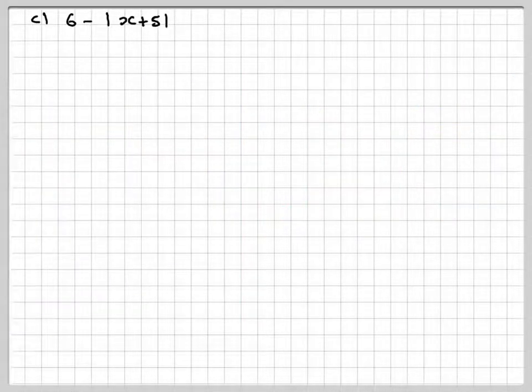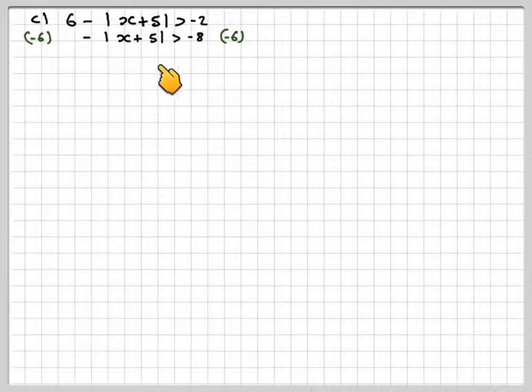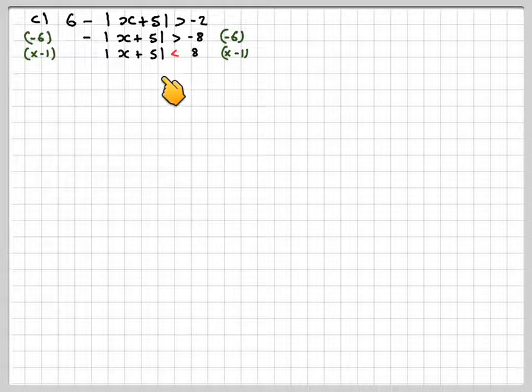Finally, you've got 6 minus the absolute value of x plus 5 is greater than -2. I'm going to rearrange that a little bit. If I take 6 from both sides, then I'm going to get minus the absolute value of x plus 5 is greater than -8, and then multiply through by -1. I'm going to get the absolute value of x plus 5 is less than 8, because you have to reverse the sign when you're multiplying by a negative number.